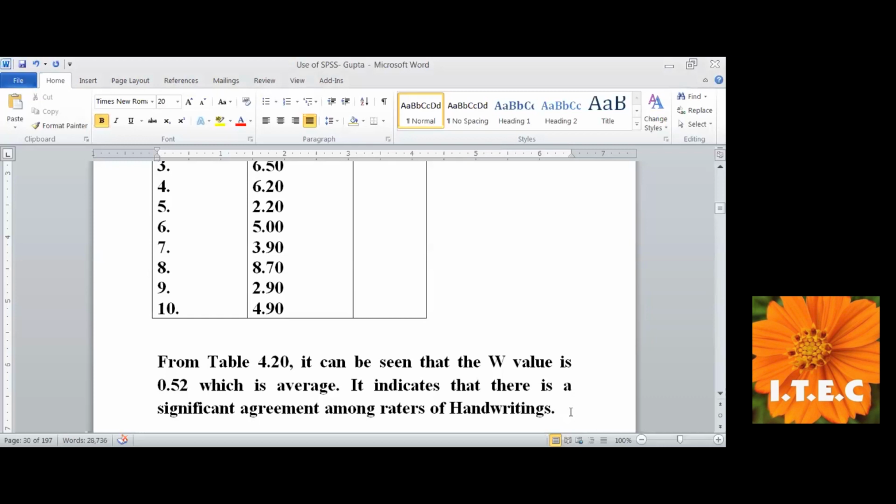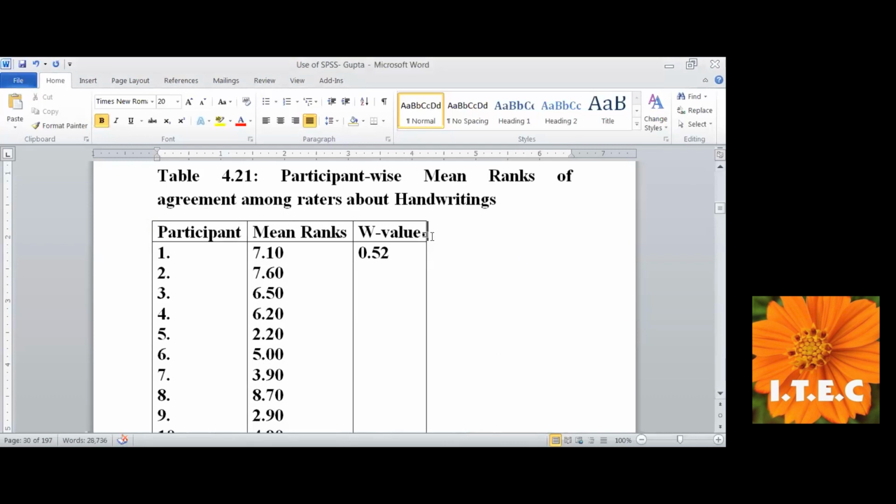Now, if you want to use the word level of significance, then you have to use the chi-square value. If the chi-square value is significant at this level, then the W value is significant at that level. If you want, you can do it. Do you want or you do not want? If you want, then I must use here the word chi-square.